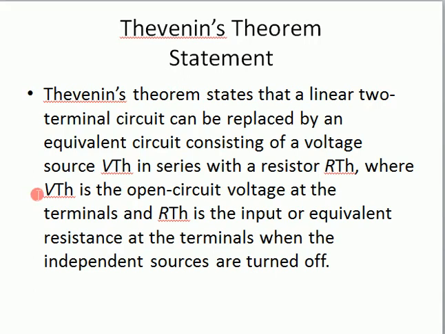The statement of Thevenin theorem is this: a linear two-terminal circuit can be replaced by an equivalent circuit consisting of a voltage source V Thevenin in series with a resistor R Thevenin, where V Thevenin is the open circuit voltage at the terminals and R Thevenin is the input or equivalent resistance at the terminals when the independent sources are turned off.